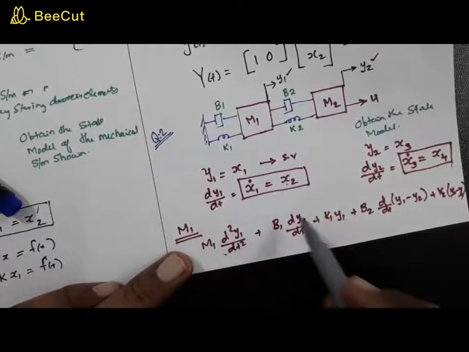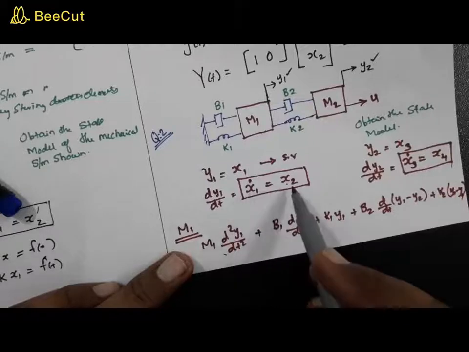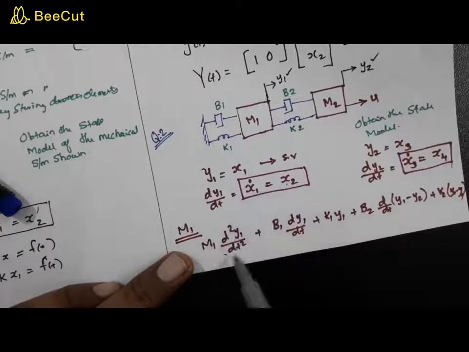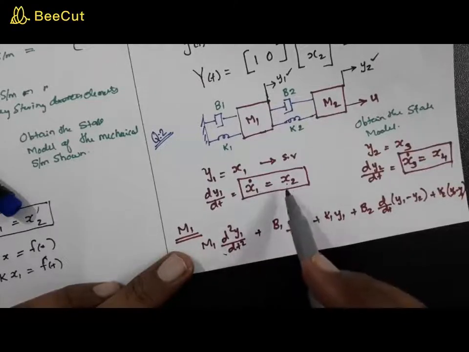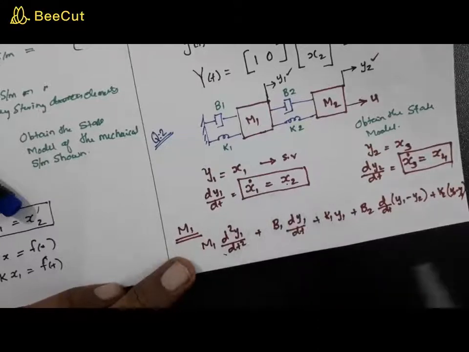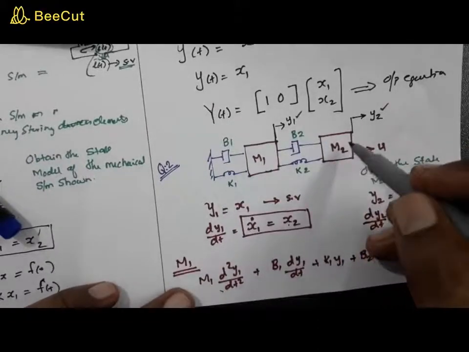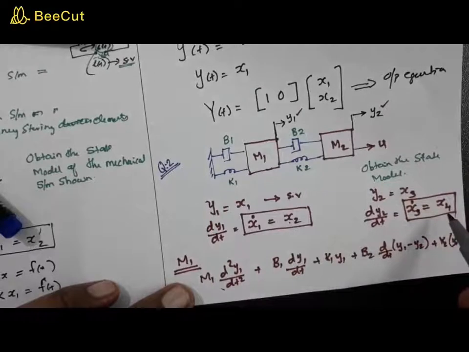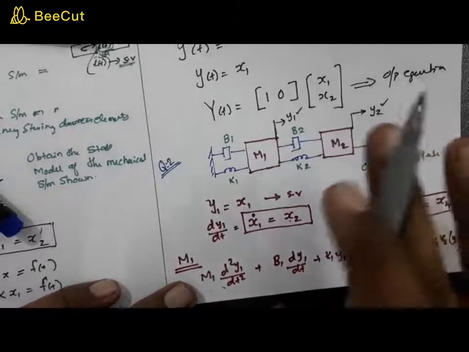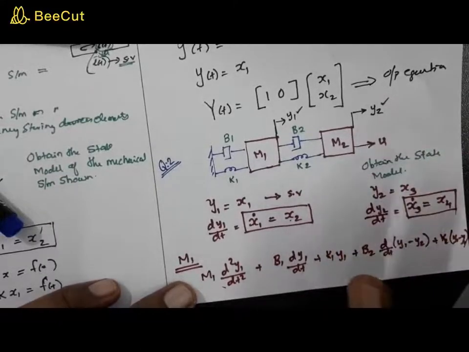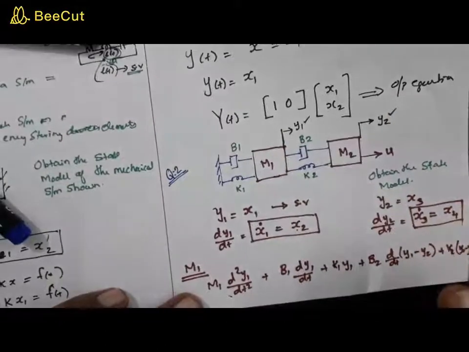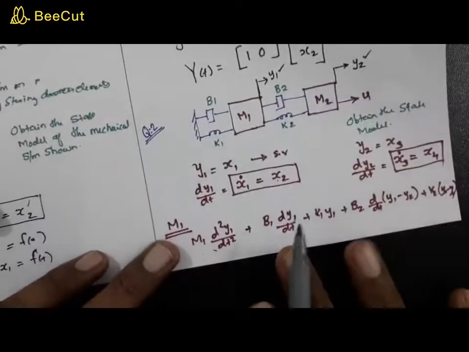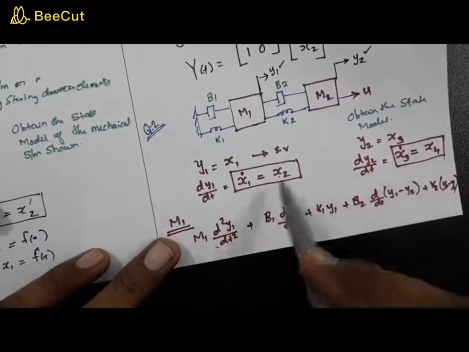Now the first derivative of dy1 by dt is assigned to be x2, so from this equation you will be getting x2 dot, right? Similarly, if you write the equation for this, you will be able to get the equation for x4 dot. Once you get the first derivatives of all the state variables that we have assigned, you will be getting the state equation. Okay. Now let us see how to obtain x2 dot.